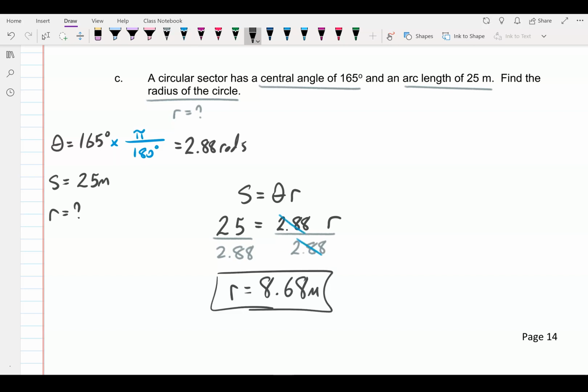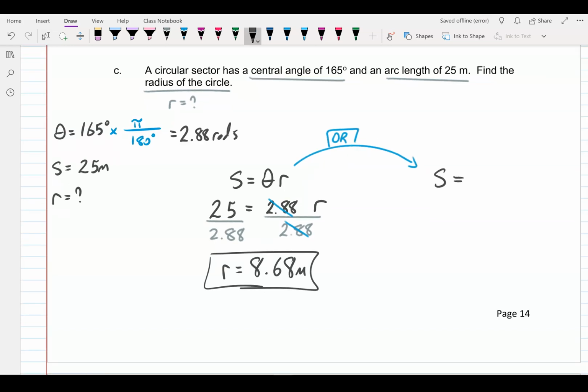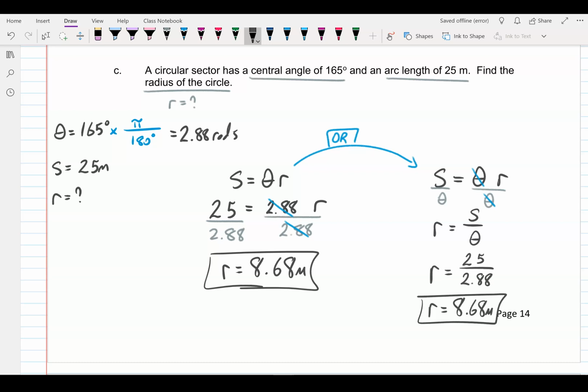That's one approach. There is an alternate way you can do this question. I recommend, if you're good at transposing equations, that you solve for r first. So you know you're looking for r. If you rearrange this formula, which is really just dividing both sides by theta to get r on its own, r is equal to the arc length divided by theta. And now you can substitute your values in and get your answer. And there we go. Same exact answer. It makes no difference which way you choose. I recommend you choose the method that's easiest for you.